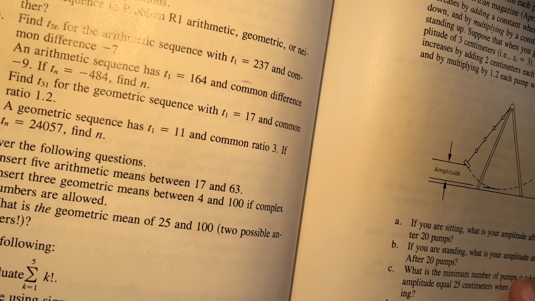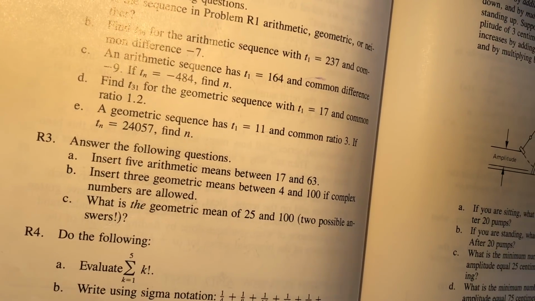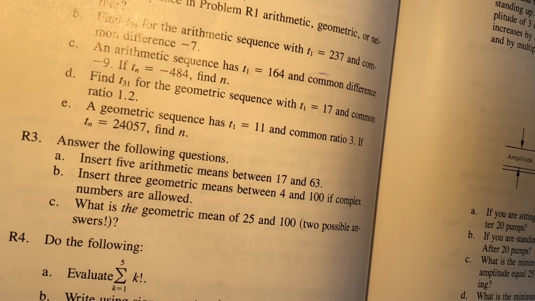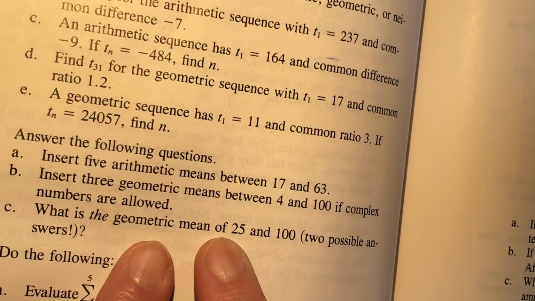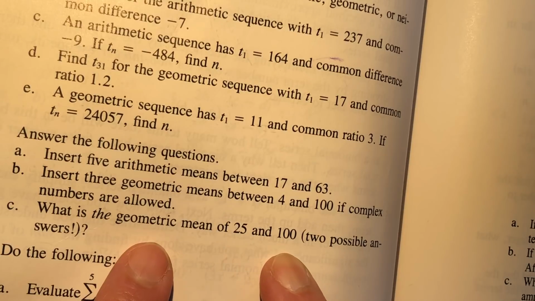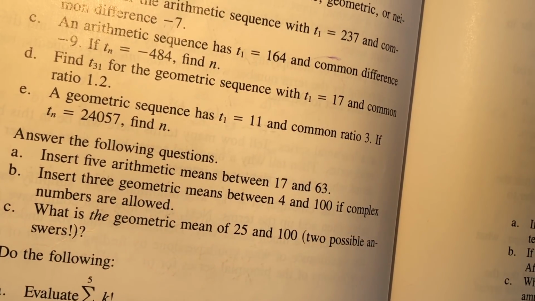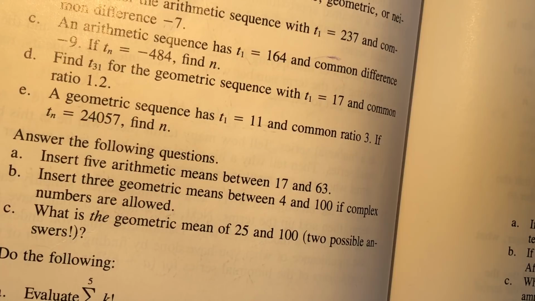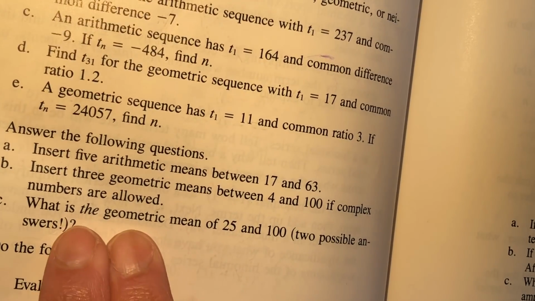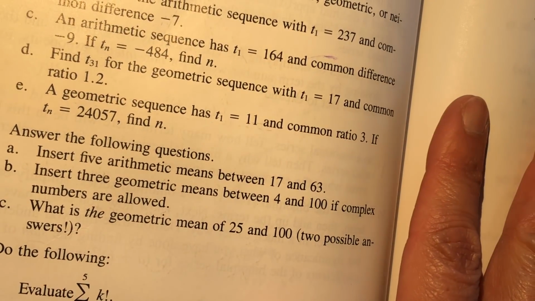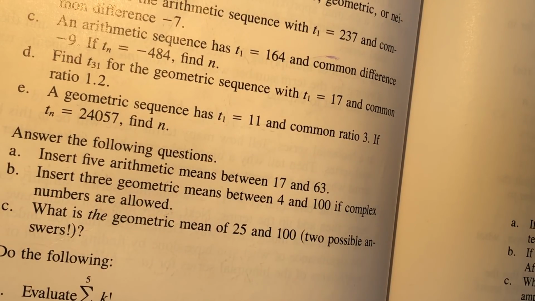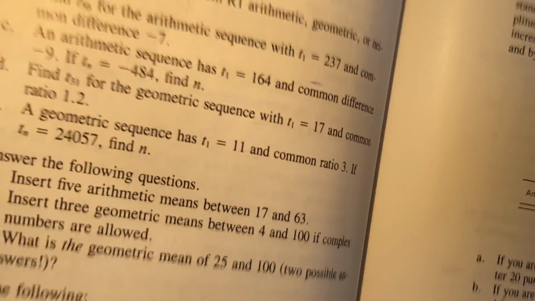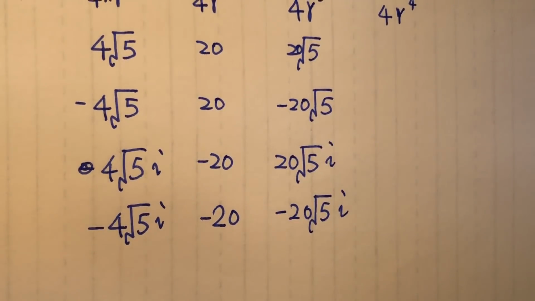Okay, hello dear friends. Here we have another problem. What is the geometric mean of 25 and 100? Two possible answers. Why two possible answers? Let's see. Geometric mean, only two numbers. There is no adding in another number or anything, so it's much easier.